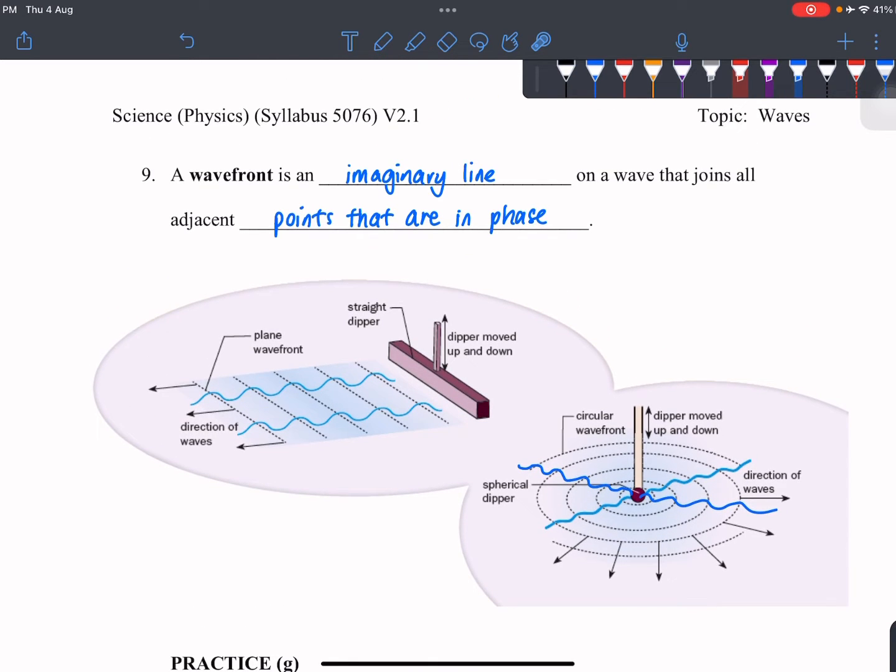Now, we can make use of these wavefronts to tell us the wavelengths. For example, this length over here would be one wavelength. Another one is this length over here, or even this length, or this length. Even though they may not look the same, it's because it's a 2D drawing of a 3D thing. All these are actually your wavelength. So two wavefronts apart will give you one wavelength.